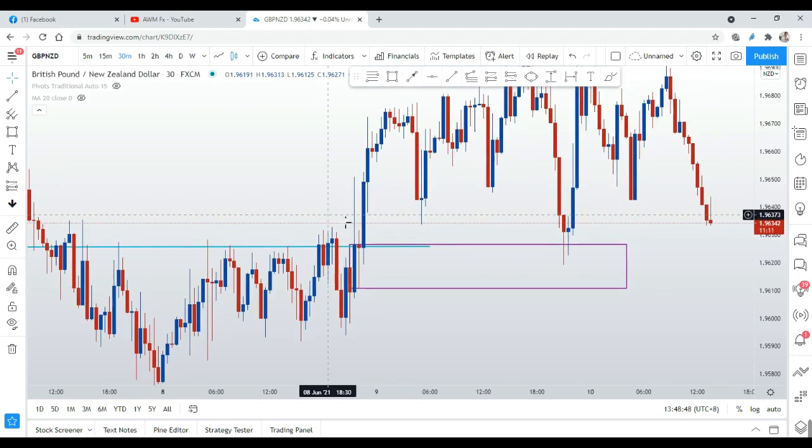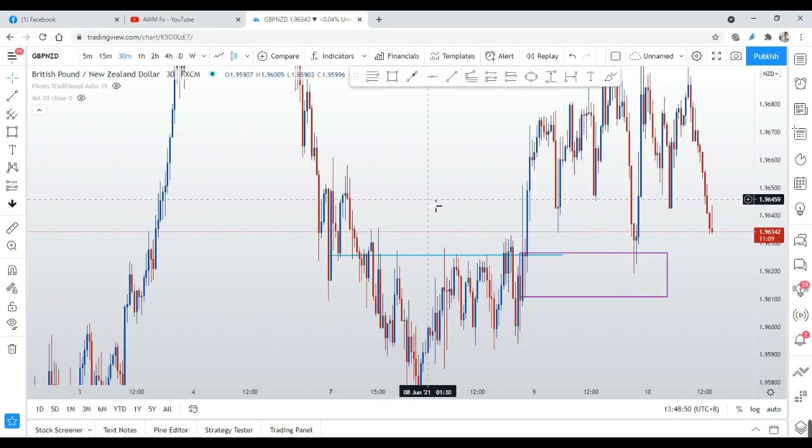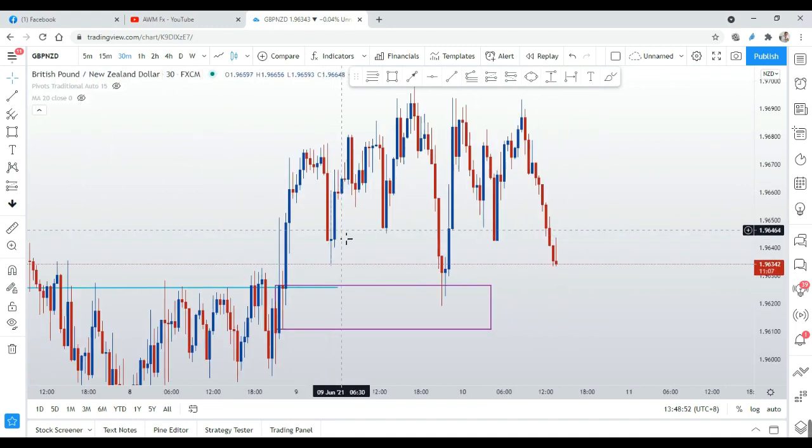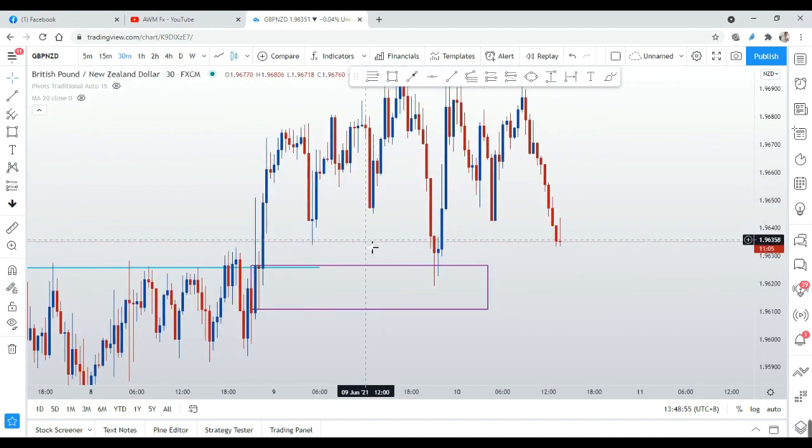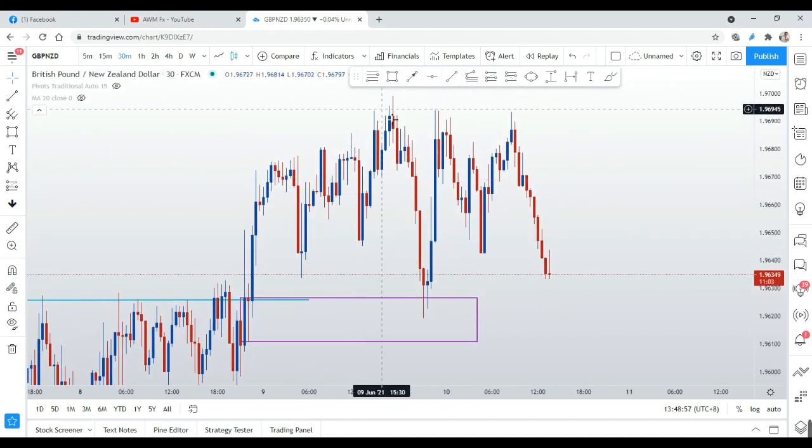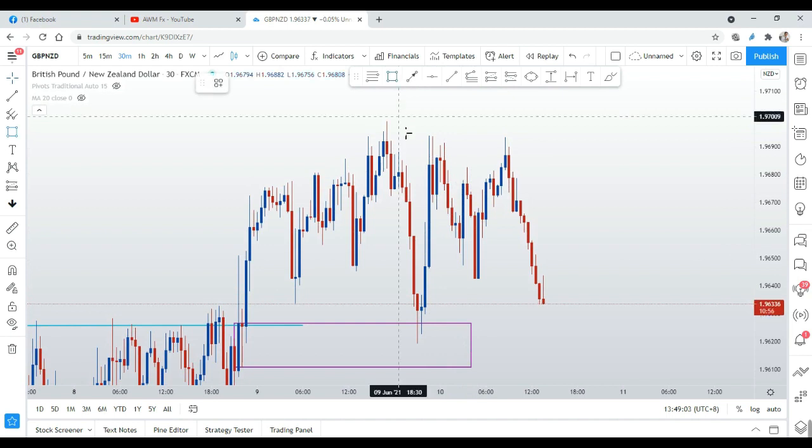However, as we can see, if I told you to take profit, the price went up, came down, and then touched this area and then went up. So where is your take profit zone?